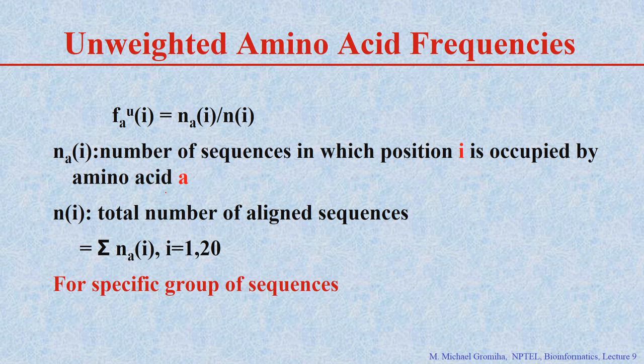Here we do not give any weightage. In this case U means unweighted. So, frequency of residue A at the position I is given as the number of sequences having the residue alanine at position number I, normalized with the total number of aligned sequences. So, this I varies from 1 to 20, for the 20 different amino acid residues.